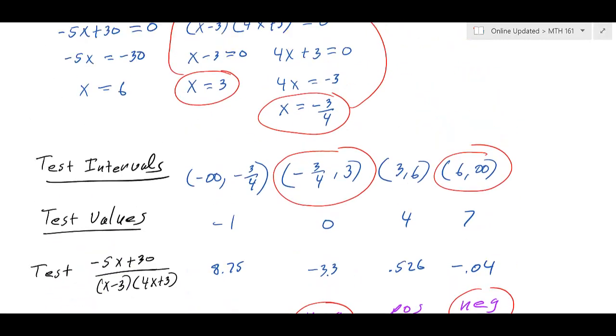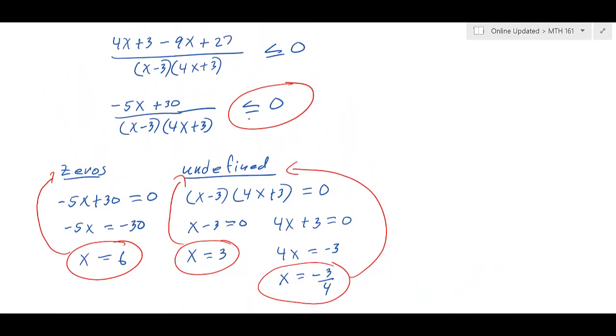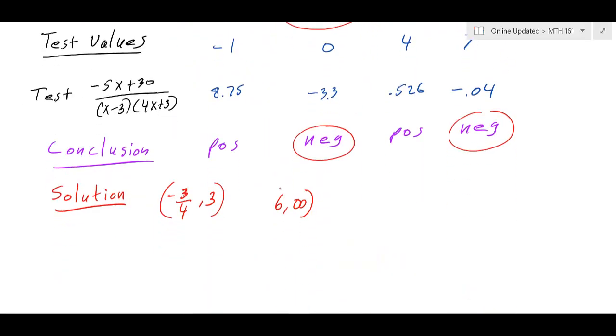And the 6 is what makes the rational expression 0, which it says we can be less than or equal to 0. So that means 0 is less than or equal to 0. So 6 would be part of the solution with a bracket. So this would be the answer here: negative 3/4 to 3 or 6 to infinity.